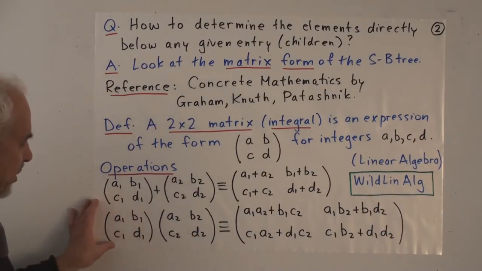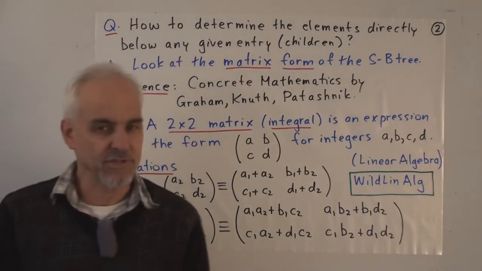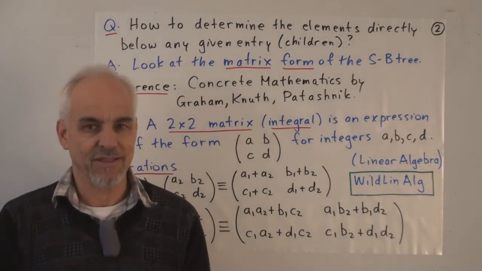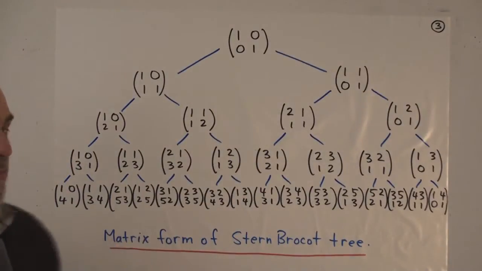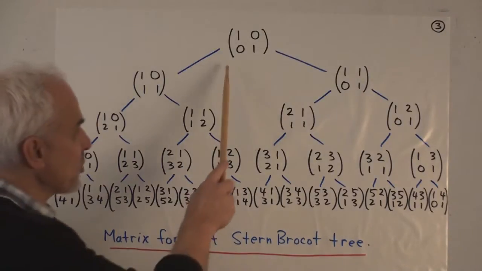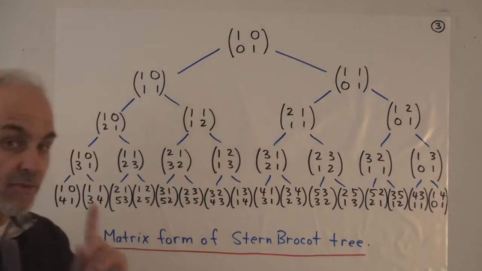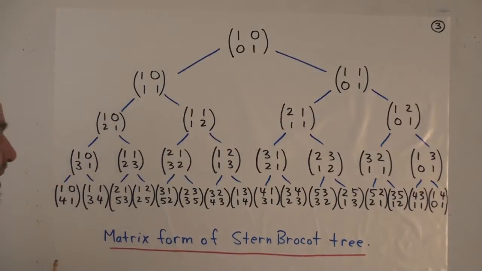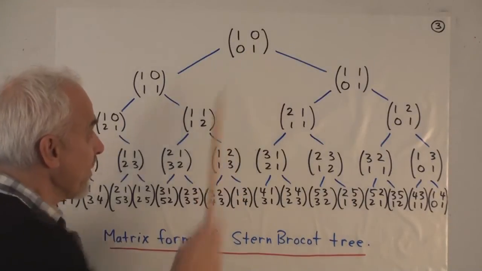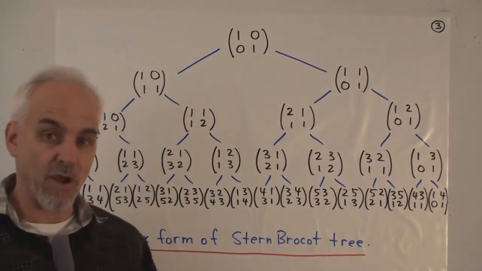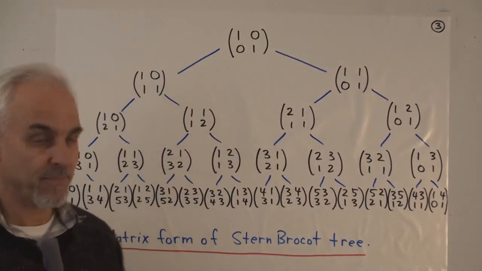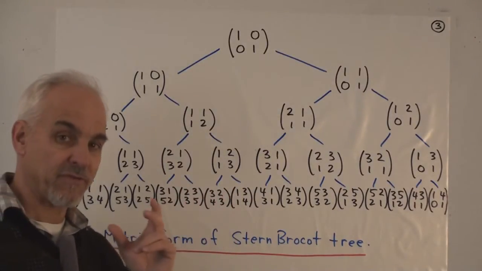We're only really going to be using a little bit of matrix multiplication, not very much in this lecture. So here is the matrix form of the Stern-Brocot tree. It starts at the very top with this matrix, which is a rather special 2 by 2 matrix. It's usually called the identity matrix: 1, 0, 0, 1. It has the property that when you multiply any matrix by that one, you get the matrix you started with. And it doesn't matter whether you multiply it on the left or the right.